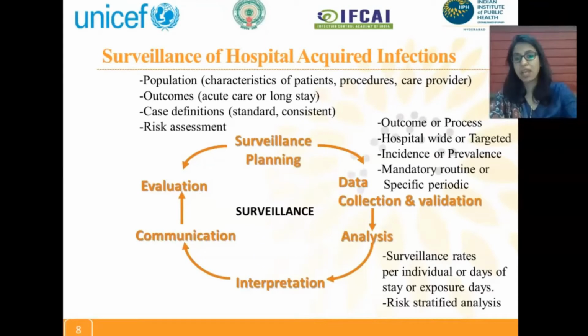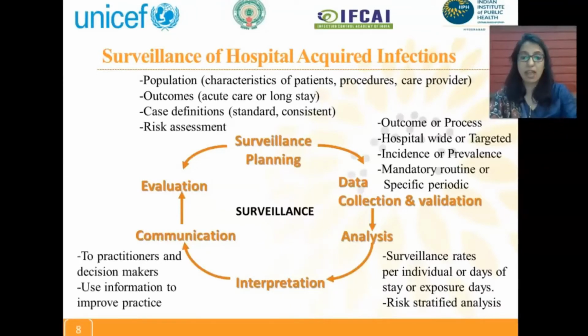From your data you do data entry and analysis. You calculate surveillance rates as per individuals or duration of stay or exposure rates, and then you can do risk stratified analysis. Do you want to look at the severe cases or mild cases who have acquired infection, those in ICU or ward, by age group, by gender, by the exposure? It's advisable that you do risk stratified analysis to make meaningful interpretations and be able to take decisions.